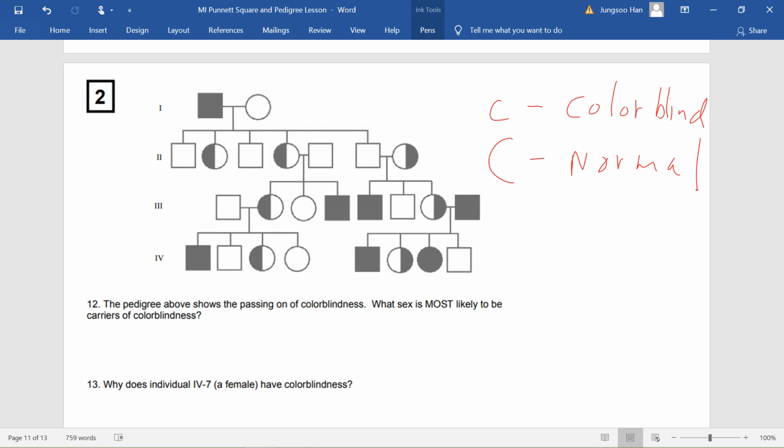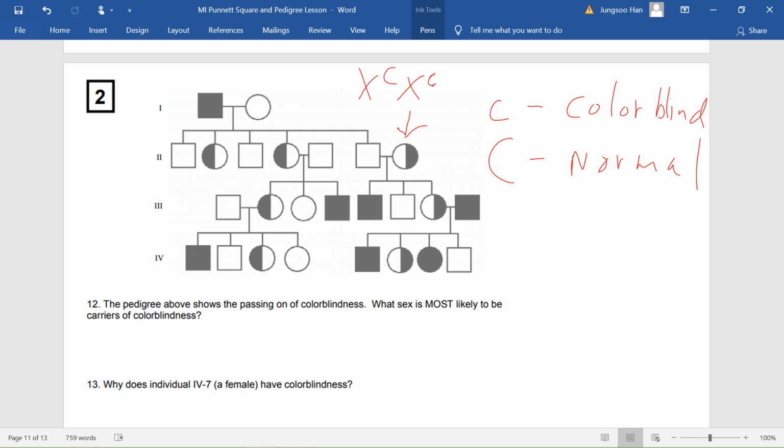Individuals that are half shaded, like let's say this person right here, indicate carriers, meaning that they're not colorblind, but they have one recessive allele for color blindness. So what that means is they are X big C, X little c. Since big C is dominant over little c, that person is not colorblind, they're normal, but they have a recessive allele that they could possibly pass on to their sons or daughters. That's what it means to be a carrier.